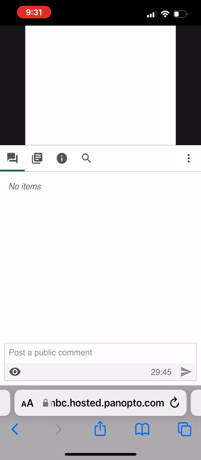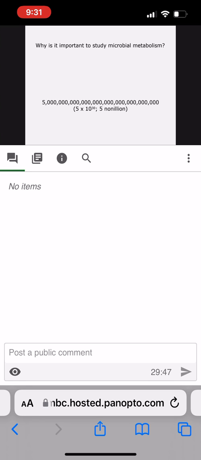On the planet, there is in the range of 5 million trillion bacteria on Earth. So it's 5 times 10 to the 30th. So half of the life on Earth is bacterial, which also means that you really want to know how these things are working if you're sharing your space with these microorganisms.